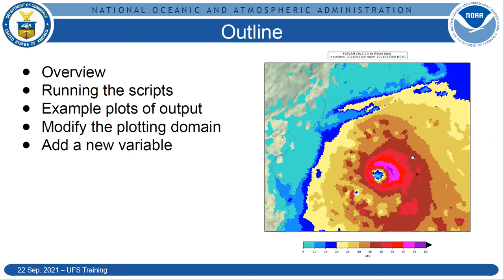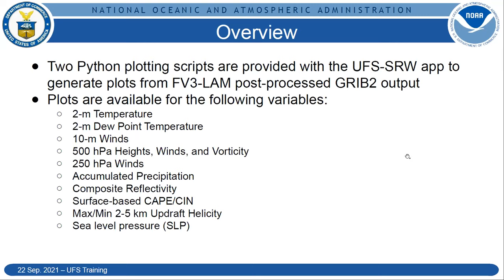Okay, so like I mentioned, there are two Python plotting scripts that are provided with the SRW app. And you can use those to generate plots from FV3LAM post-process grid 2 output. And the following variables are currently available in those scripts. So these are common standard fields that folks generally tend to look at when you want to gauge how well a model is performing.